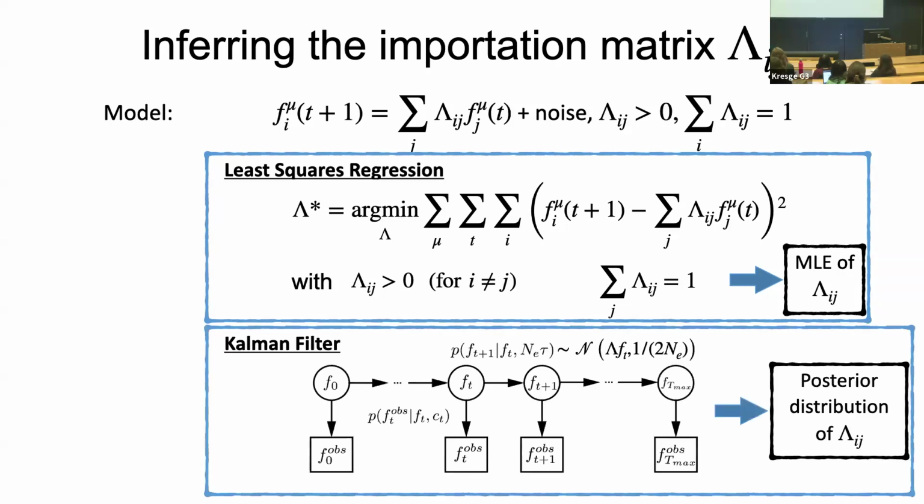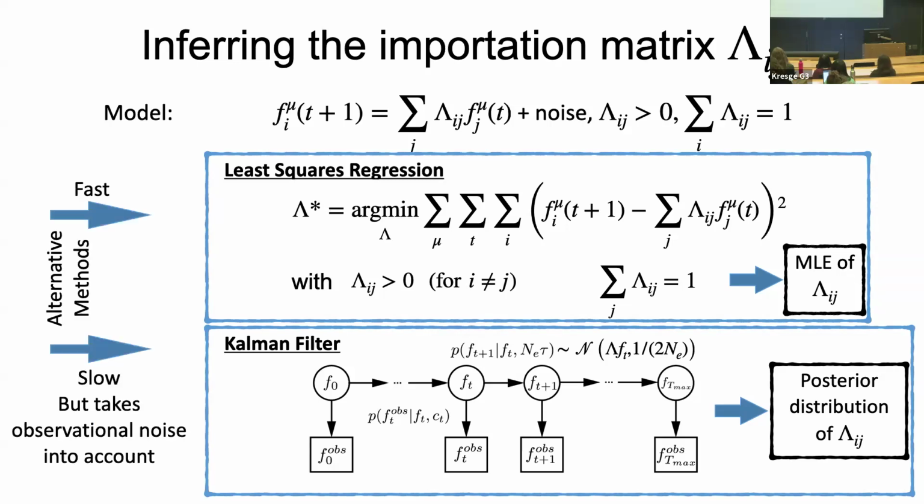And that's why a better method, which you almost have to use, is a hidden Markov model, which for a continuous state space becomes a Kalman filter. So here we say these actual frequencies are not observed. They're hidden variables, and there's noise between the true frequencies and the observed ones. That can be implemented, and it gives you a posterior distribution of this matrix. And this is what we use all the time in the results that I'm presenting now.